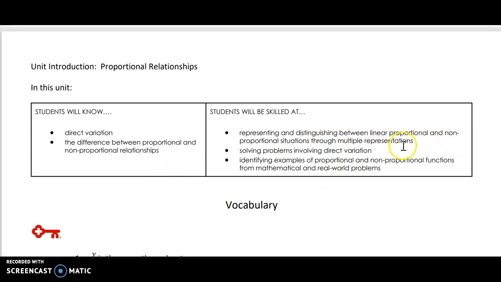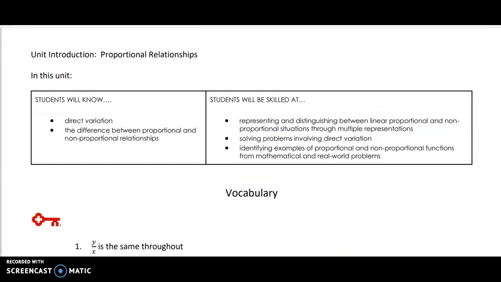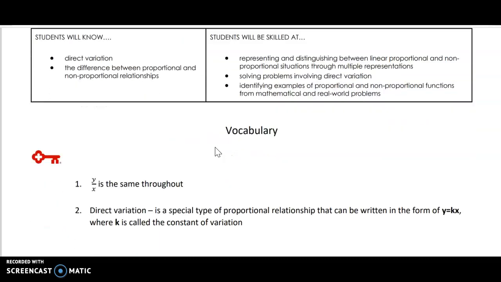We are starting a brand new unit, and this unit is on proportional ratios. In this unit, the students will know direct variation, the difference between a proportional and a non-proportional relationship. So make sure as we're talking about this that you pick up the difference between a proportional and a non-proportional relationship. You'll be skilled at representing and distinguishing between linear proportional and non-proportional situations through multiple representations, solving problems involving direct variation, identifying examples of proportional and non-proportional functions for mathematical and real-world problems.